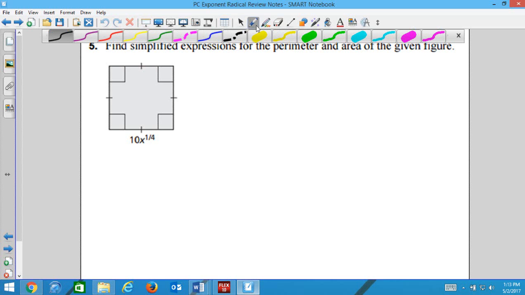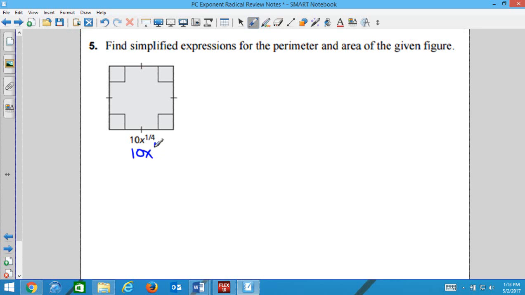All right, so I got one side is 10x to the 1/4, and then these are all congruent. So you've got 10x to the 1/4, 10x to the 1/4, and 10x to the 1/4. Is there an easier, more efficient way of adding up all four sides instead of adding them individually? Is there a more efficient way? Multiply it by 4. That might be a little bit more efficient.